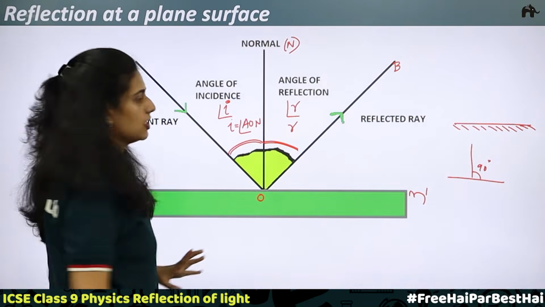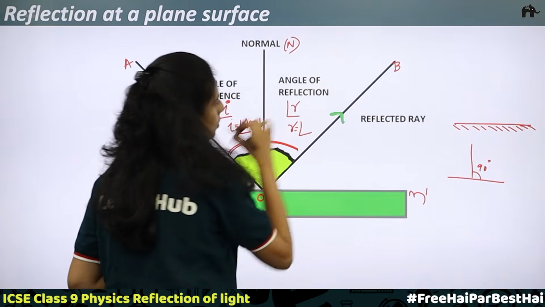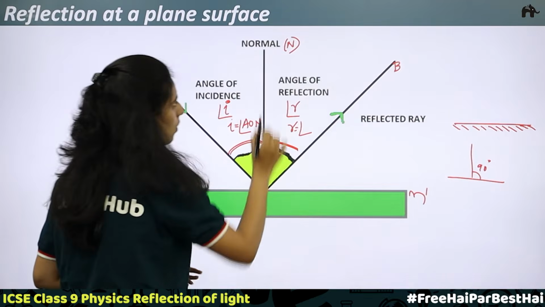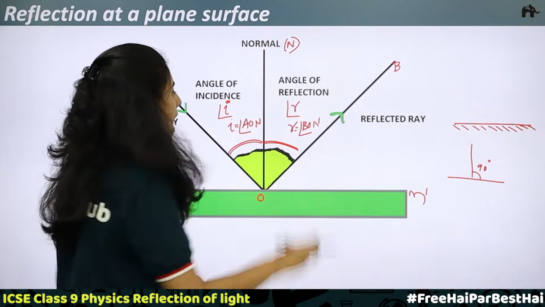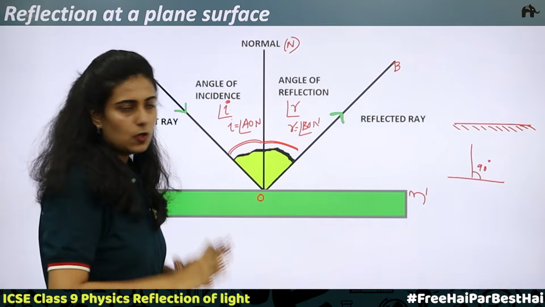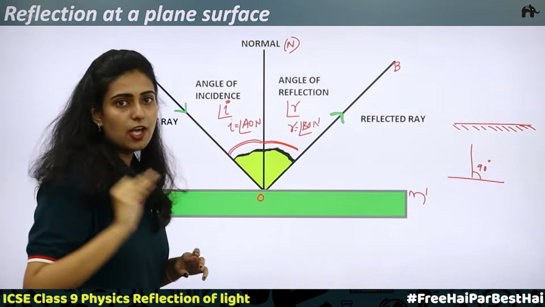What is the angle of reflection? Angle of reflection is equal to angle BON. BON is the angle of reflection. Okay. Next term is plane of incidence.